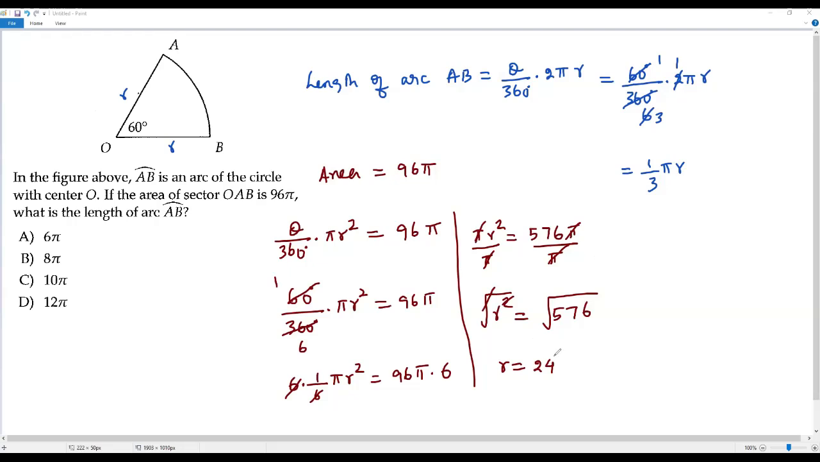I can plug in this 24 for r to get the length of arc AB. Let me continue over here. 1 over 3 times pi times, I plug in 24 for r. 3 goes into 3 one time, 3 goes into 24 8 times. So 1 times pi is pi, times 8 is 8 pi. So the length of arc AB is 8 pi. We find 8 pi in answer choice B. The correct answer choice for this question is B.